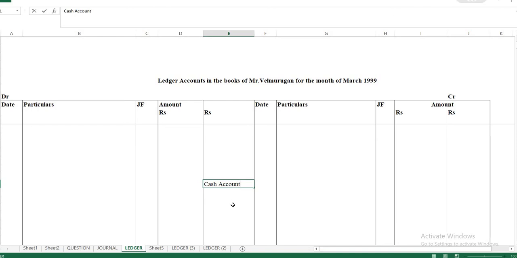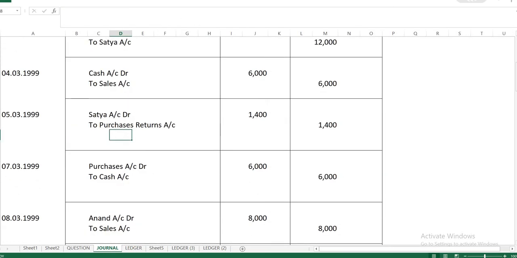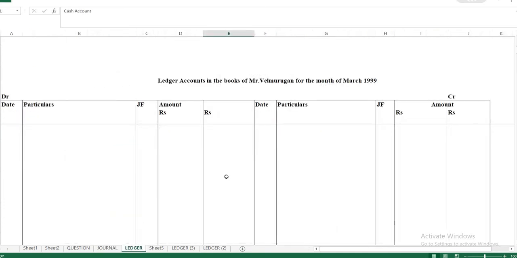Okay, so again what you should do, you have to give some more space, because if you see, cash would have many transactions. Usually cash account would have repeated again and again in all ledger problems. Okay, so just give more space for this. Adequate space you just give. Okay, so next, what are the accounts? Furniture, stock, cash, and then capital account. So even that you just leave out some space.